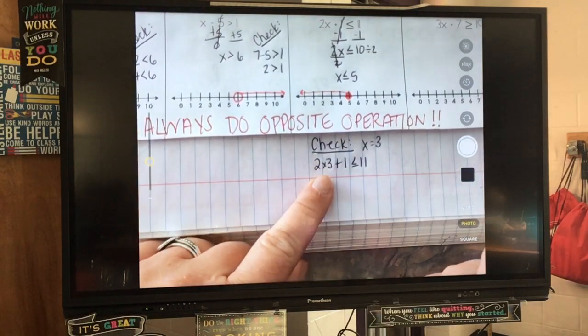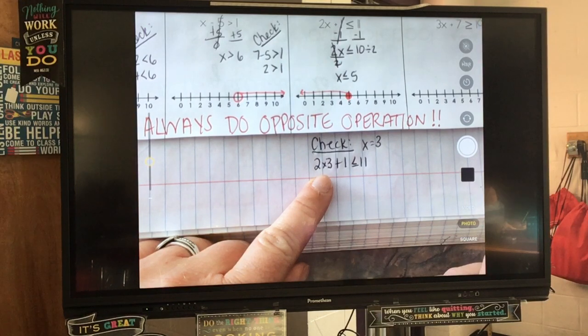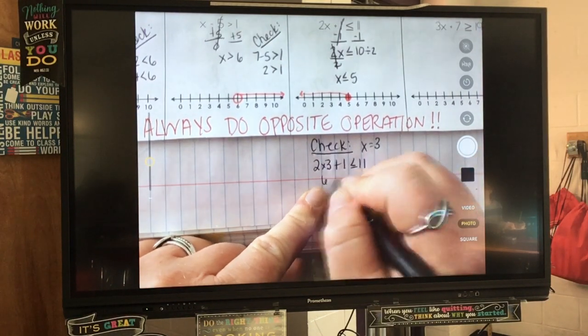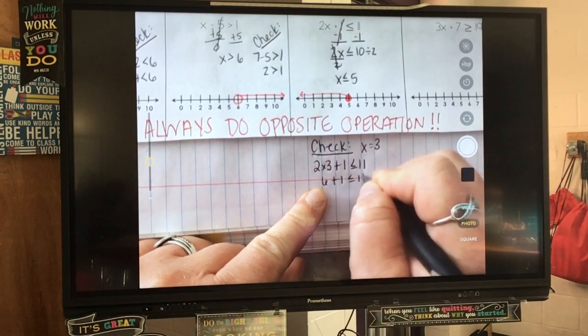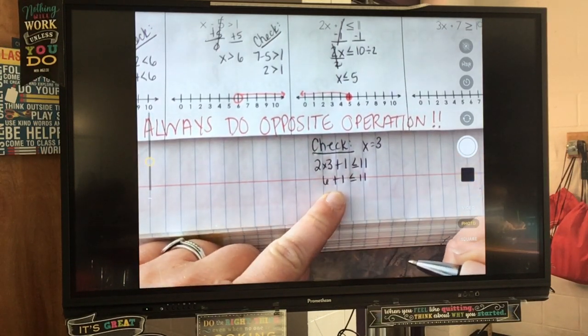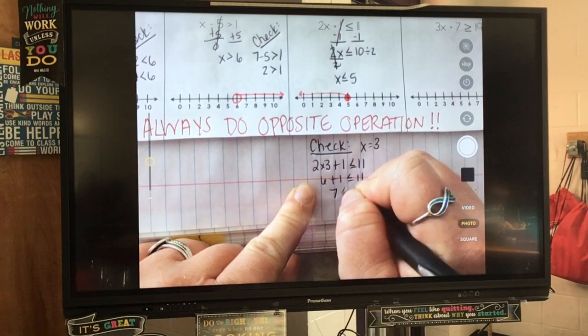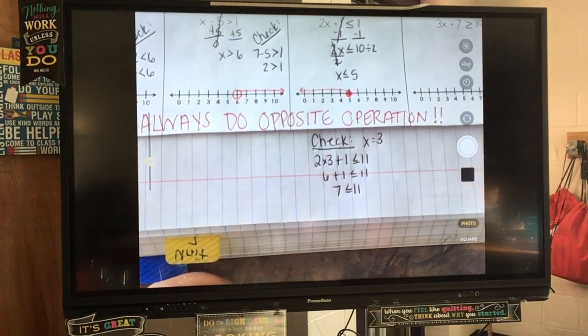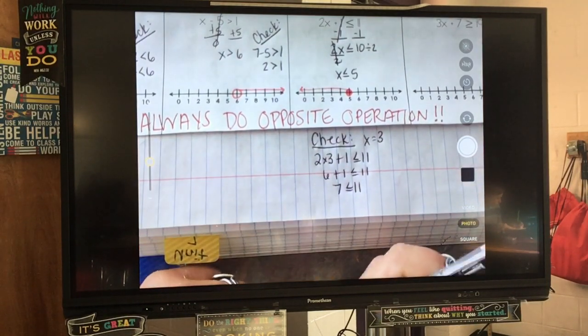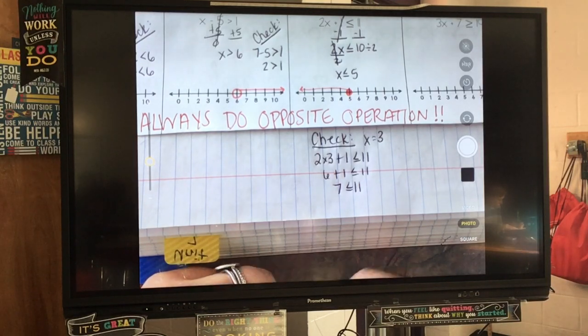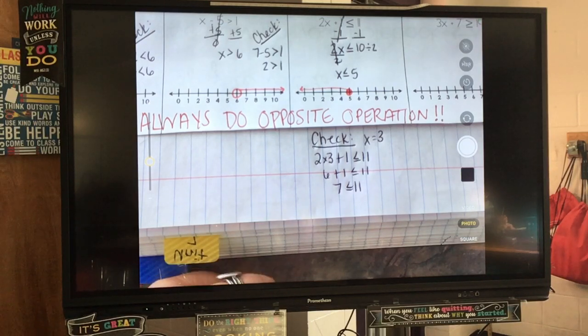So what is 2 times 3? It's 2 times 3, Gabby? So 6 plus 1 is less than or equal to 11. What's 6 plus 1? 7. Is 7 less than or equal to 11? Yes. Are you sure? Yes. It's awfully quiet in here for y'all to be that sure.